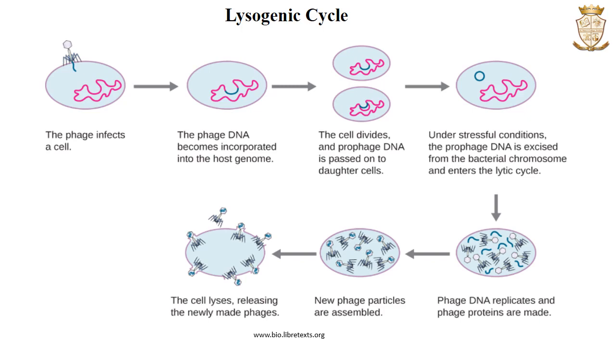During this lytic cycle, the phage DNA will take over the bacterial metabolic machinery, synthesize the phage proteins, replicate the phage DNA, and they get assembled to form progeny phages and get released from the bacterial cell by causing bacterial cell lysis.